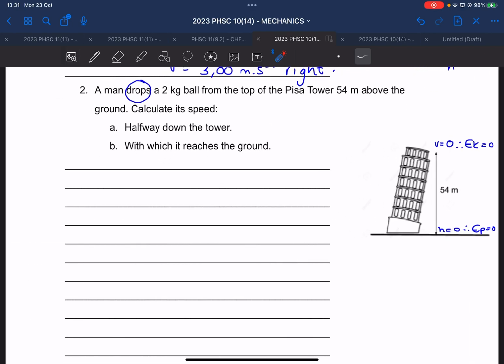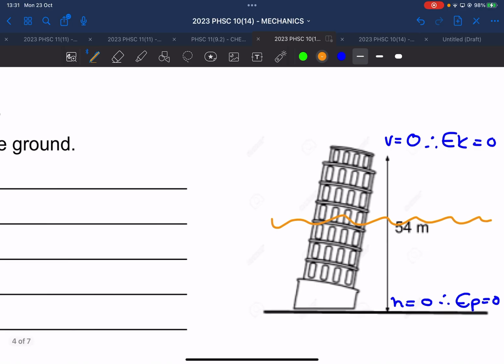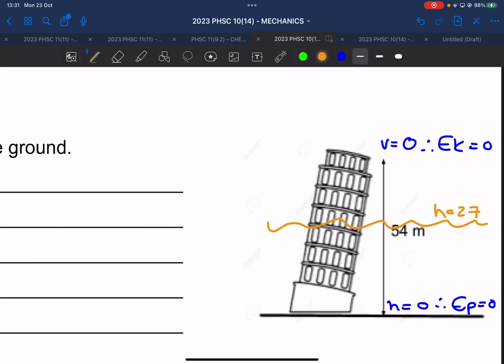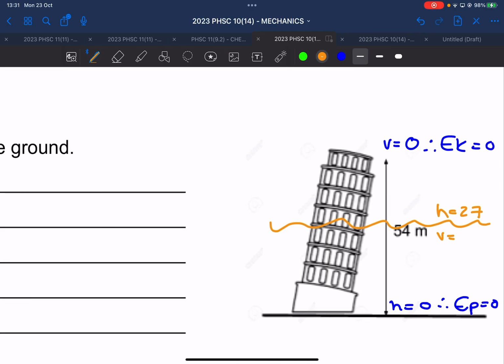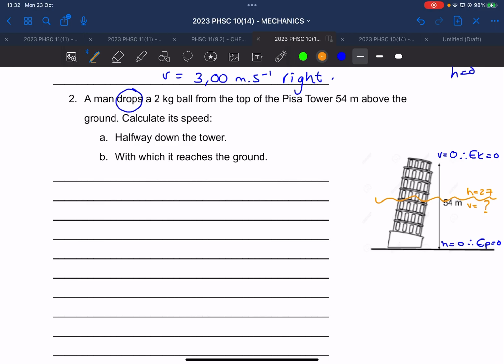Okay, so they say there, calculate its speed, the ball's speed, halfway down the tower. So somewhere there, halfway. What is the height halfway down the tower? 27. And is the velocity 0 halfway down? No, it's not. We don't know what the velocity is. That's the question. But it will definitely not be 0 because it's still falling. It's still going.